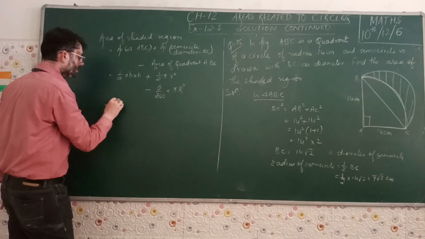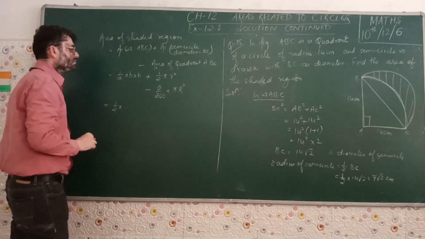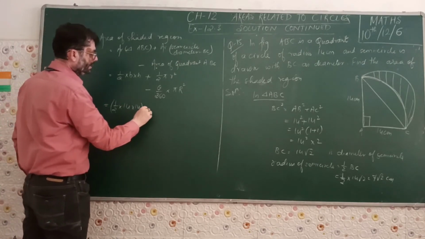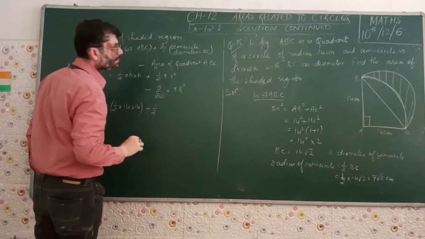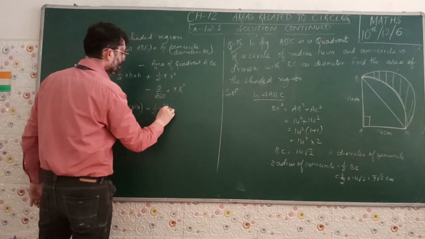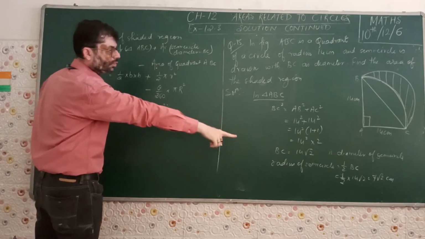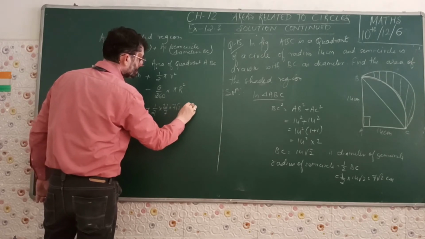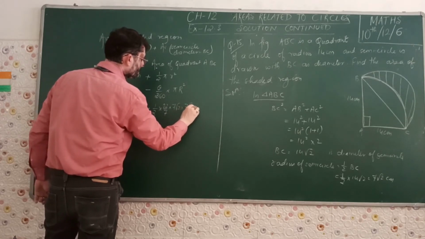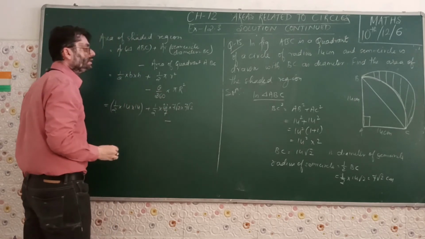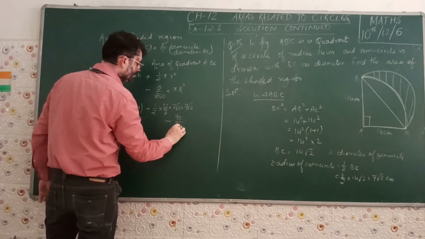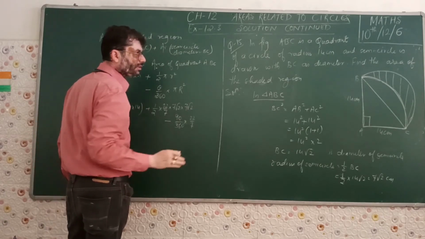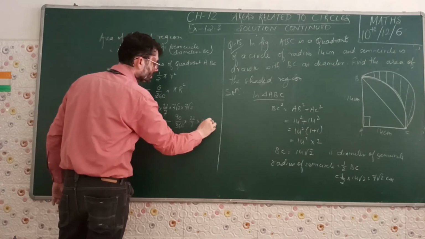Substituting the values and solving, we will get the area of the shaded region. So half into base into height is half into 14 into 14, this is the area of the triangle, plus half into pi. We can take pi as 22 by 7, and the radius for the semicircle was 7 root 2, that we had calculated. So this is into 7 root 2 into 7 root 2, minus the area of the quadrant. Theta is 90 degrees, so 90 upon 360 into 22 by 7, and the radius for the quadrant is 14 centimeters, so this is 14 into 14.